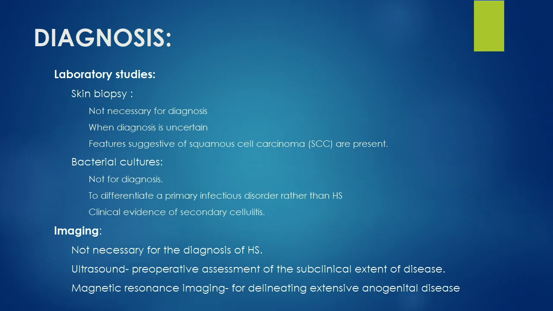Imaging. Radiologic imaging is not necessary for the diagnosis of HS. However, ultrasound may be useful for preoperative assessment of the subclinical extent of disease. Magnetic resonance imaging may be helpful for delineating extensive anogenital disease.